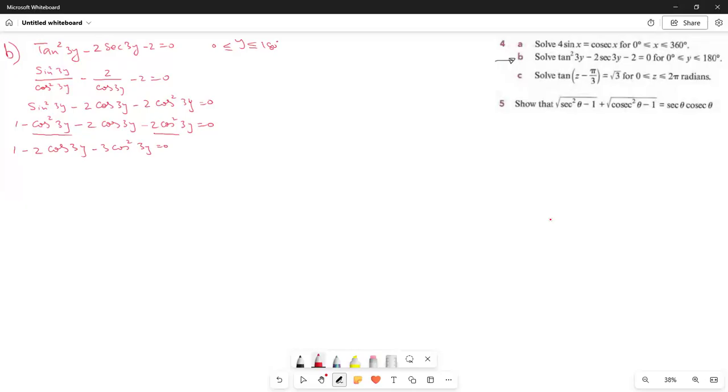Okay, so you can see it becomes a quadratic equation in cos function, cos 3y. So let cos 3y be equal to x. So it will become 1 minus 2x minus 3x squared equals 0. Okay, I hope you are with me. Okay, if I multiply with negative, it will become 3x squared plus 2x minus 1 equals 0.